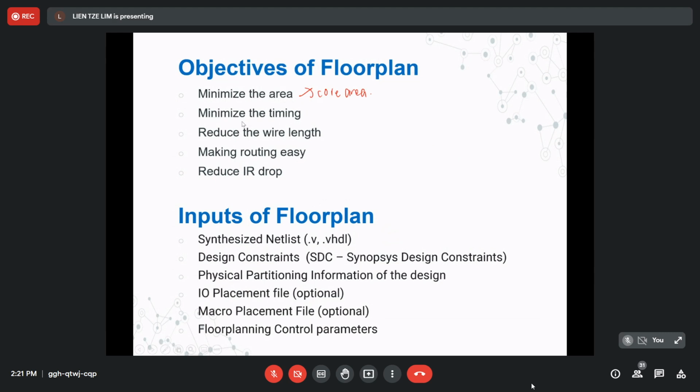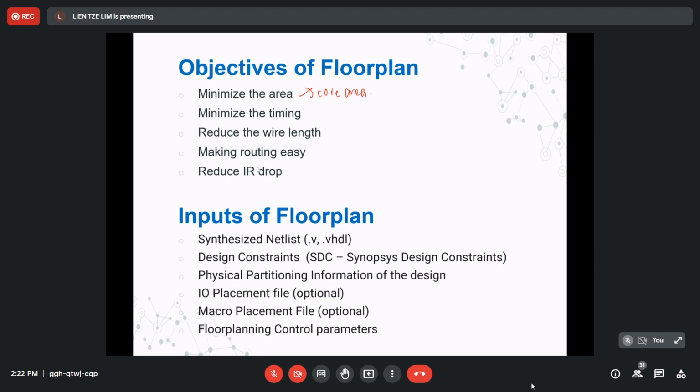We can label some floor plans as bad floor plans and some as good floor plans. A good floor plan means that it has a more organized design, and it also achieves the five objectives.